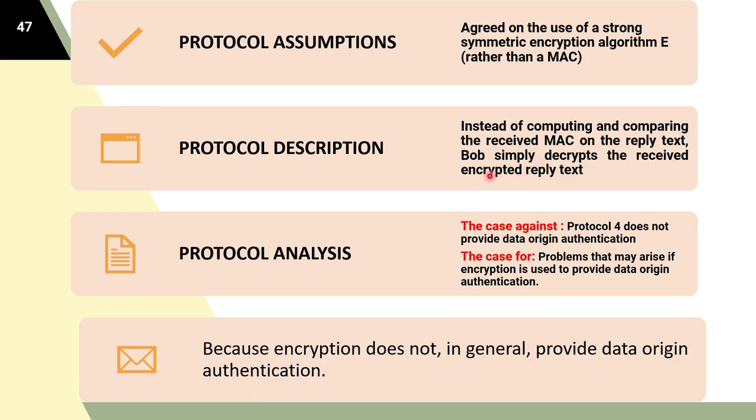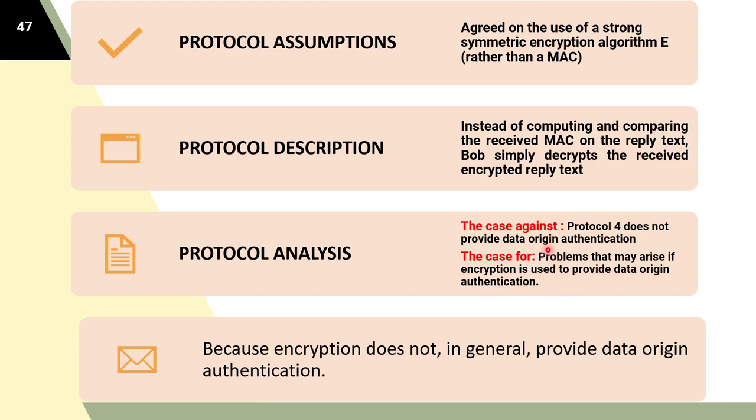So in encryption and decryption, what is the procedure? Bob simply uses the symmetric key and can decrypt whatever message was sent by Alice. Protocol analysis: what is the problem with protocol 4? It does not provide data origin authentication. So here you are not providing data origin authentication. These are the problems that may arise if encryption is used to provide data origin authentication.